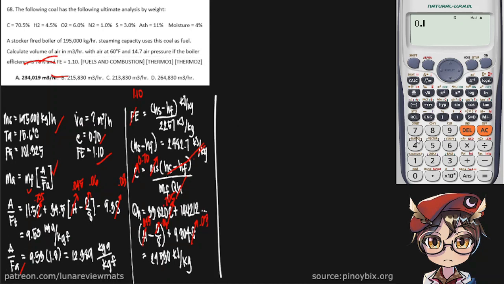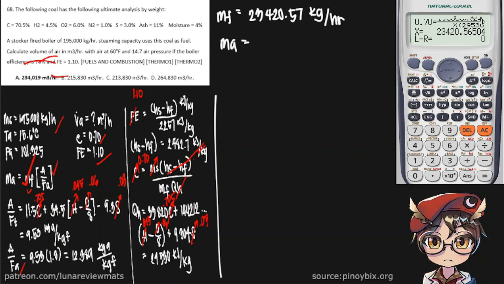Okay, so direct substitute, 70 percent, mass flow rate of our steam times the enthalpy difference, 2482.7, over the mass flow rate of our fuel, that's what we're looking for, times the higher heating value of 29,530. And that should give us a mass flow rate of the fuel of 23,420.57 kilograms per hour. Okay, so now we have our mass flow rate of the fuel.